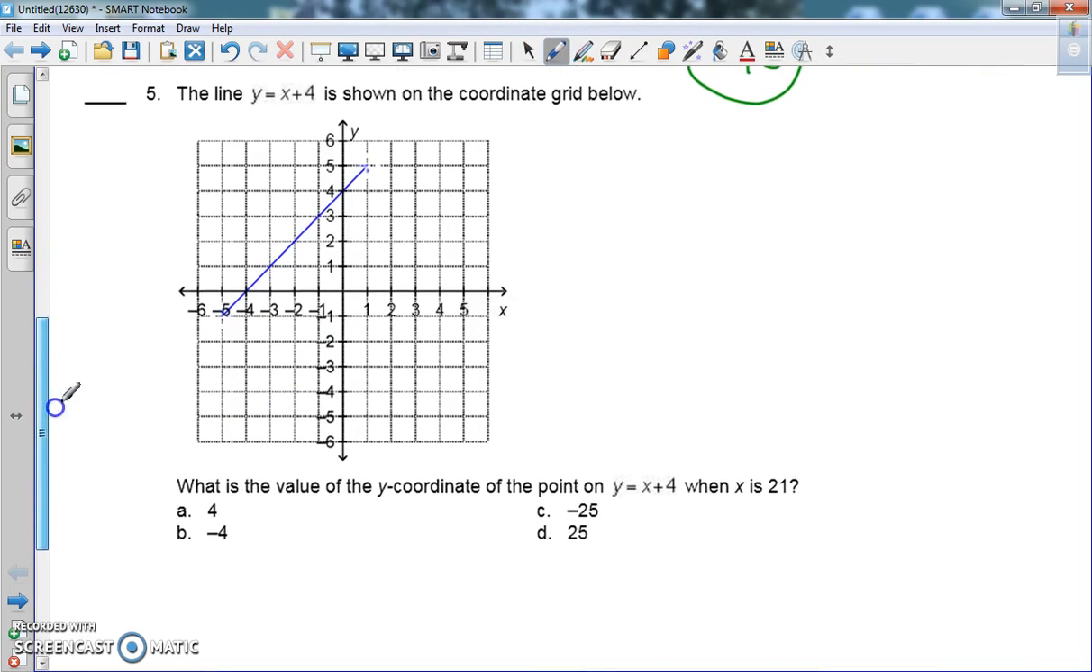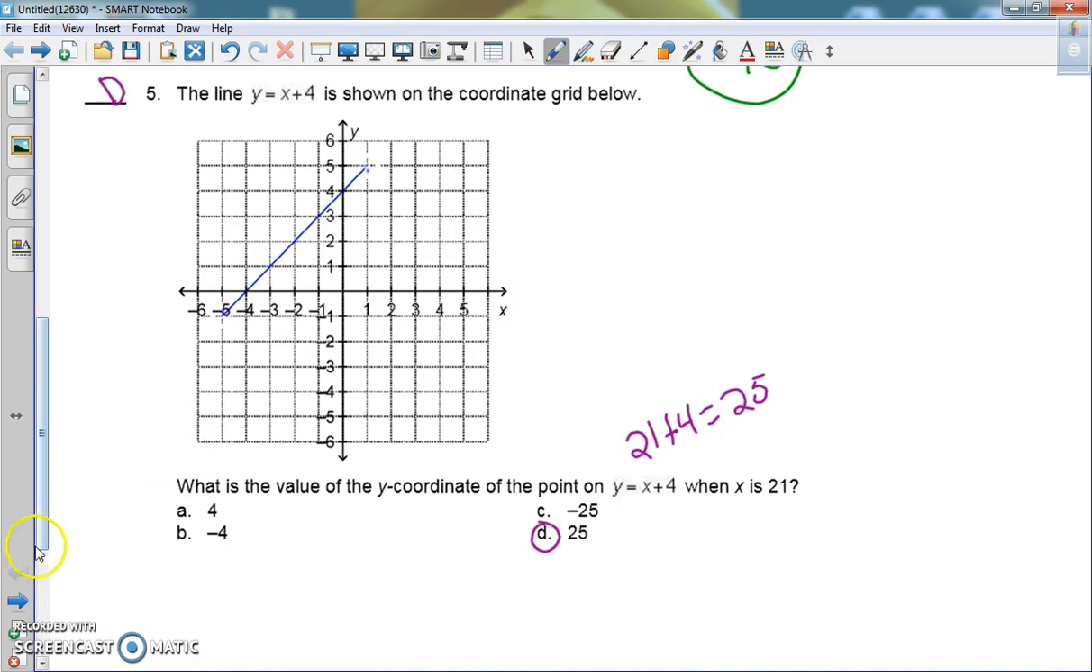Coming down to number 5, it says the line for y equals x plus 4 is shown on the coordinate grid below. What's the value of the y coordinate on the point if x is 21? So there's lots of different ways you can do this. You plug it into your calculator, pull up your table by hitting Control-T and looking for when x is 21, or you could plug 21 in for x and do 21 plus 4, which gives you 25. So D would be your answer.